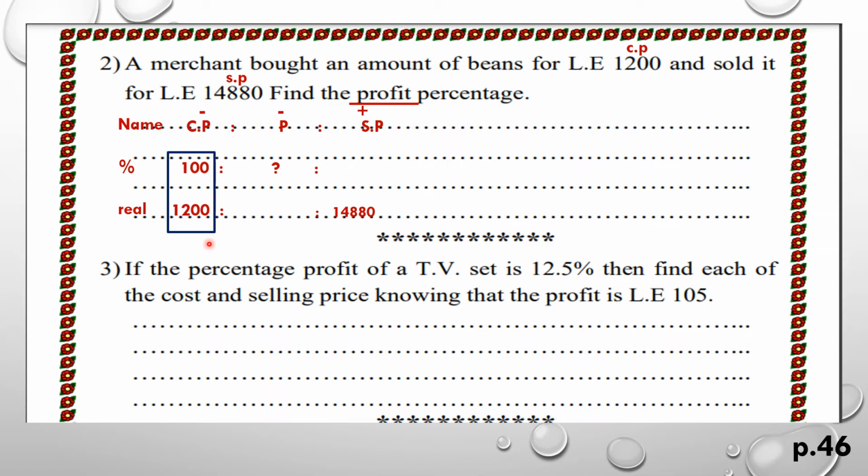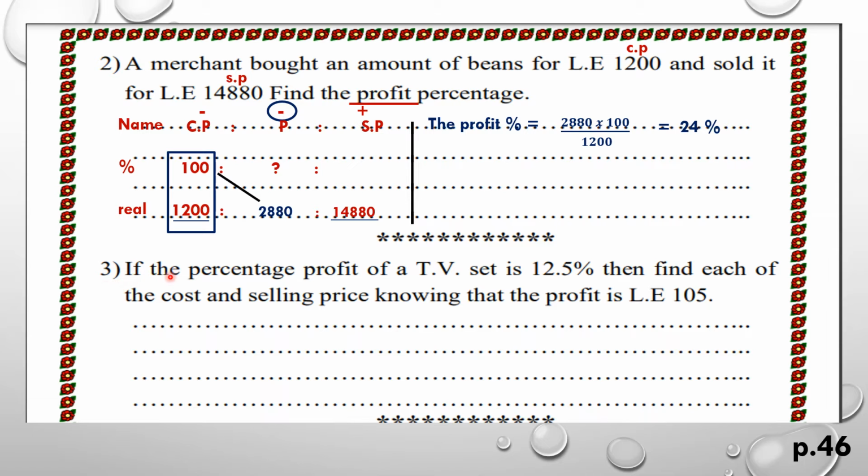We have a completed column, but we don't have a completed cross to use cross multiplication. To complete this row, we are going to use the signs which we have up. On this empty space, we have minus. So we are going to subtract the other two numbers which we have in the same row. 14,880 minus 1,200. The result will be 2,880. Now we have a completed cross. We can find the profit percentage. Profit percentage equal 2,880 times 100 over 1,200 equals 24%.